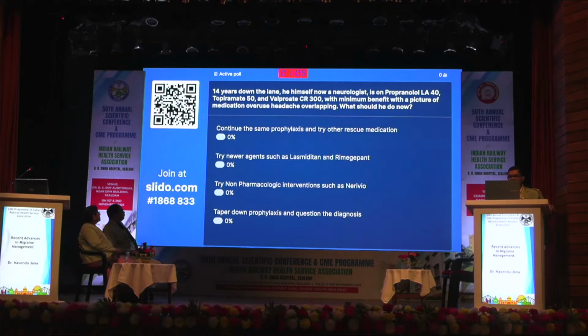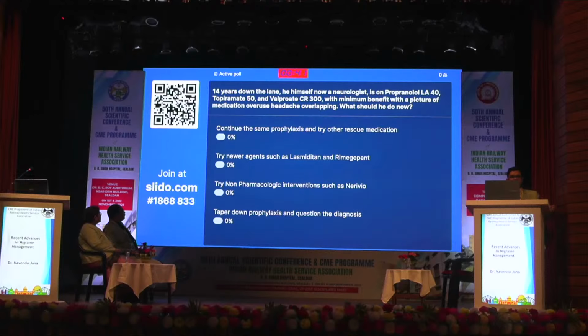Now, 14 years down the line, he himself is a neurologist and is now on 3 prophylactic medications: propranolol long-acting 40, topiramate 50, and valproate CR 300. However, there is minimal benefit. He is still having headaches with a picture of medication overuse headache as well, because he is taking more than 15 to 20 nimesulides almost a month. So what should he do now?